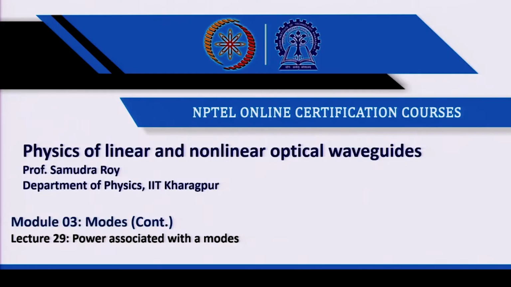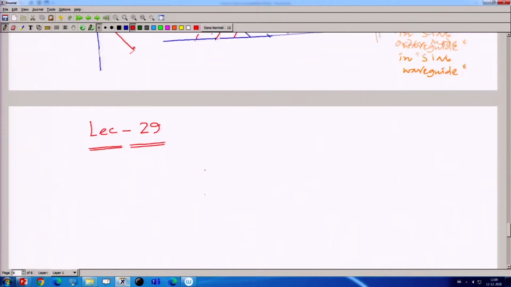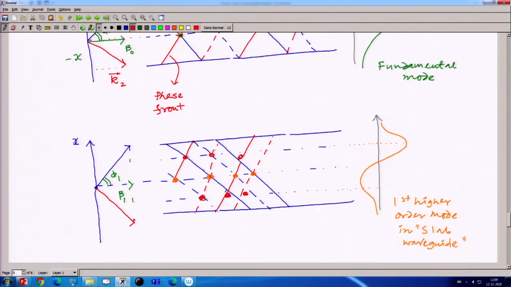Student the course of physics of linear and nonlinear optical waveguides. So, today we have lecture number 29 and today we are going to learn about the power associated with the propagating mode. Okay.